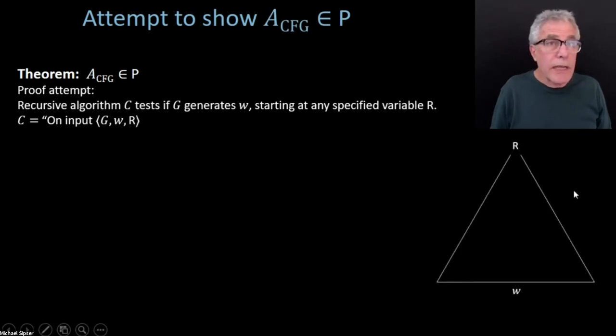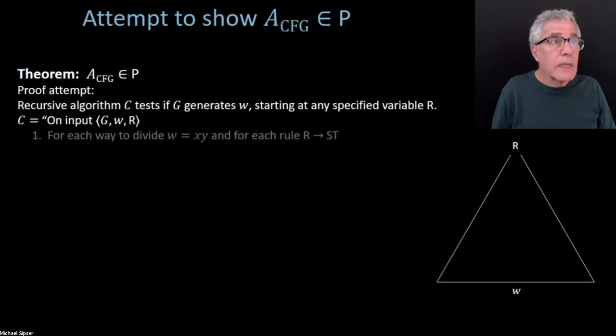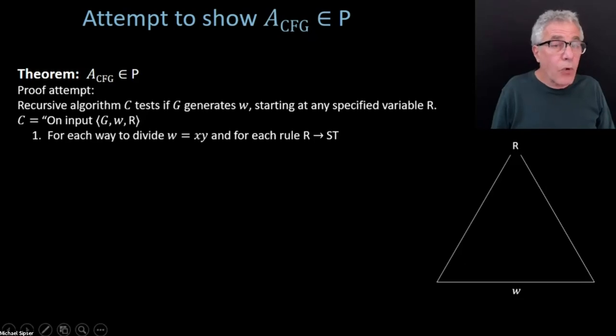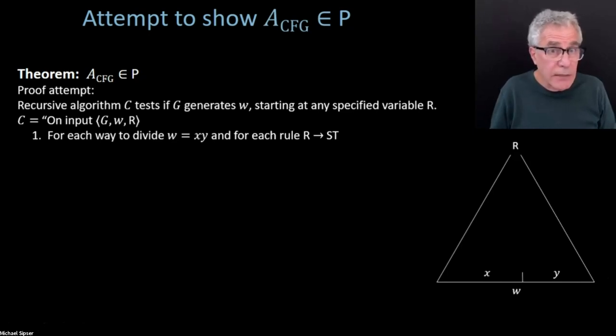And now how is the algorithm going to work? It's going to test whether there is some derivation, pictured here as the parse tree, for W starting at R. That's what the algorithm is trying to answer. Can I get W from R? The way it's going to do that is it's going to try to divide W into two strings in all possible ways, which sounds like it might be exponential, but it isn't. There's only a polynomial number of ways to divide the string into two substrings, just order n, depending on where you make that cut.